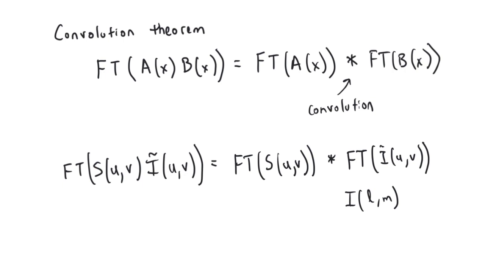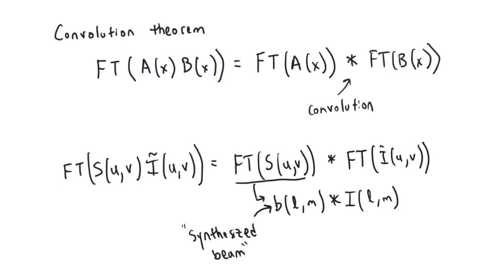But the Fourier transform of the sampling function, we give that a new name. We call that the synthesized beam, give it the symbol little b. And so if we take the Fourier transform of what we actually measured, the sampled Fourier transform of the sky, we get the convolution of what we want with the synthesized beam. And this also has a name. We call this convolution the dirty image. Instead of being a nice, clean image of the sky, it's got this additional convolution in it.